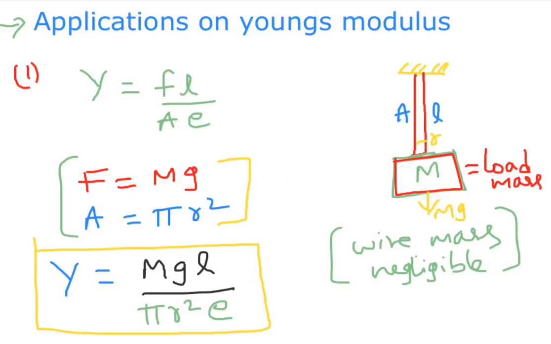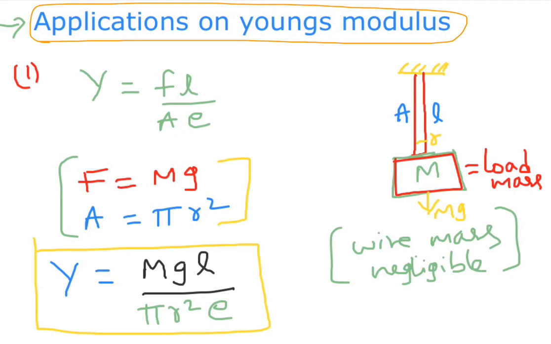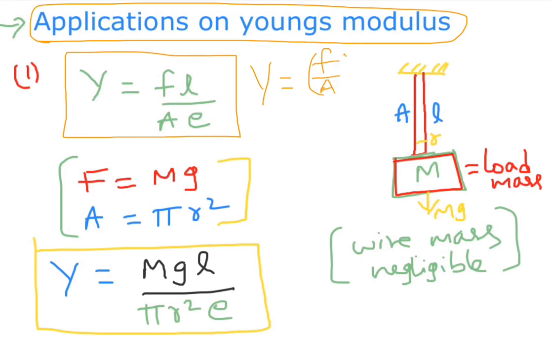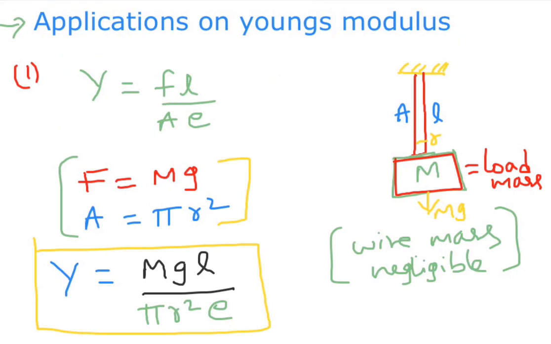I am physics faculty. Now I am going to discuss applications of Young's modulus. This is our target. In our last video, I discussed the formula Y equal to FL by AE. Young's modulus is longitudinal stress by longitudinal strain, that is (F by A) by (e by L). From that, we notice the formula is Y equal to FL by AE.